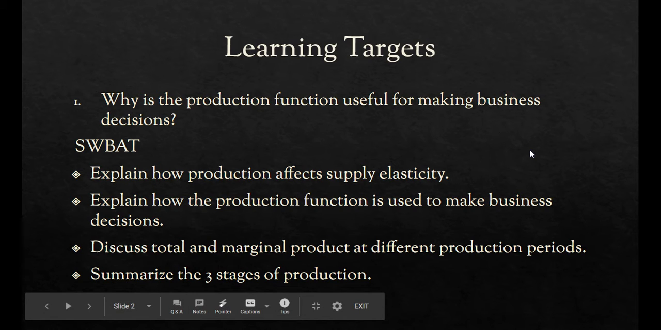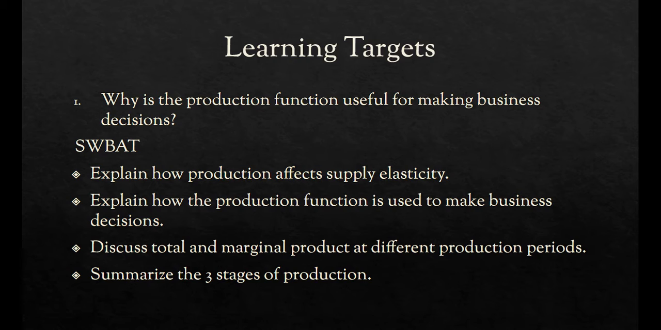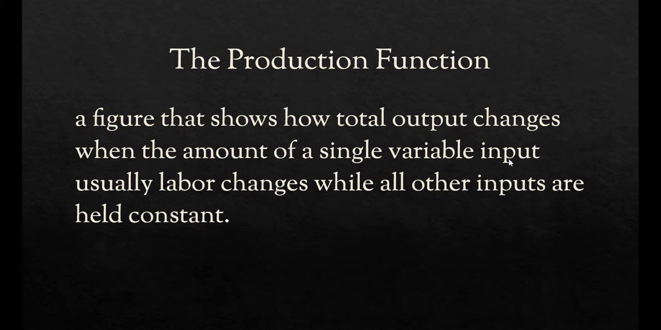The SWABAT. Students will be able to, first of all, explain how production affects supply elasticity. Then explain how the production function is used to make business decisions. Discuss total and marginal product at different production periods, and summarize all three stages of production. All right, those are our goals. So make sure you have those written down so you know what we are trying to accomplish through going through this lecture.